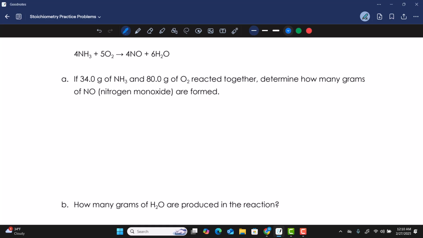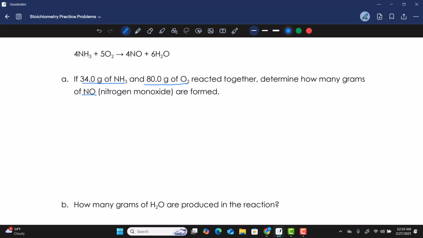So we want to find which one of the reactants is the limiting reactant. The limiting reactant is whichever reactant runs out first. And once the limiting reactant runs out, then the reaction stops. So the limiting reactant determines the maximum amount of product that can be made. So we're going to convert each of these into grams of NO.